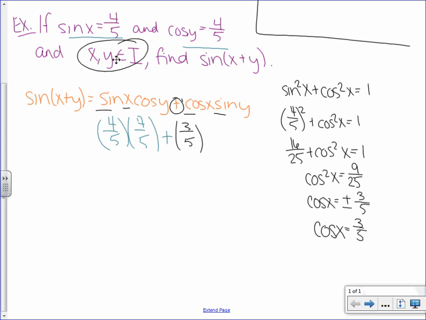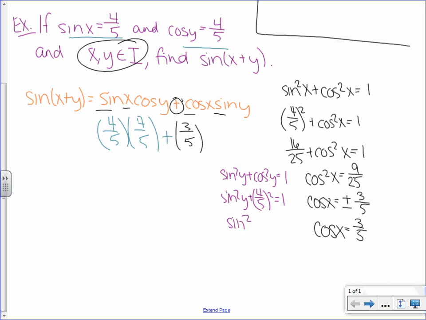And now I have to go ahead and find the sine of y. So I'll do that right here. Now I've got sine squared y plus cosine squared y is equal to 1. I'm plugging in 4/5 for cosine of y, so this is sine squared y plus 4/5 squared. This is going to be very similar to what I just did.